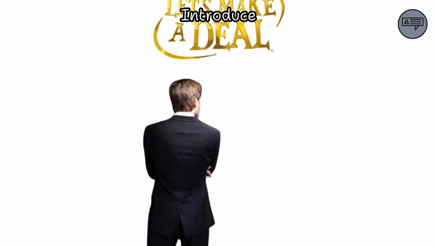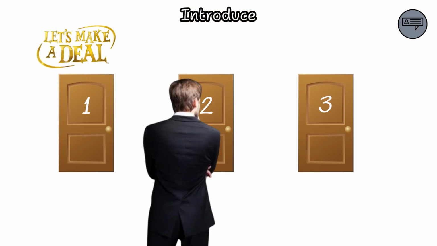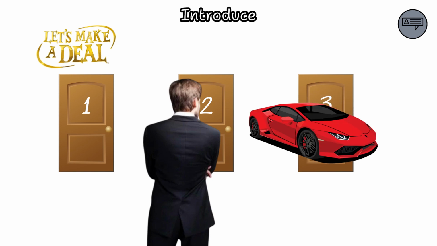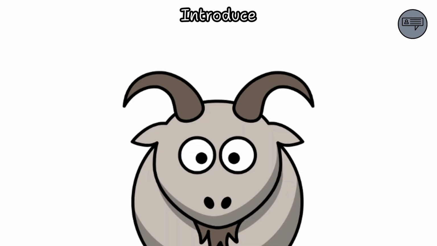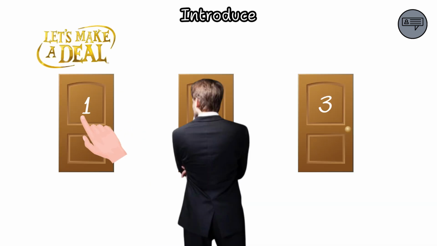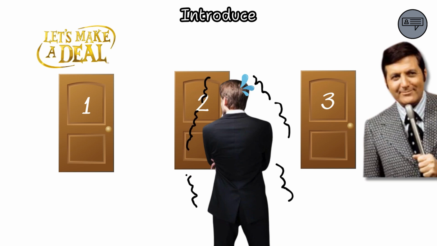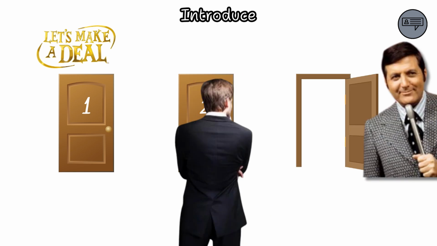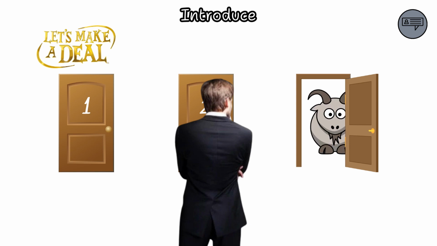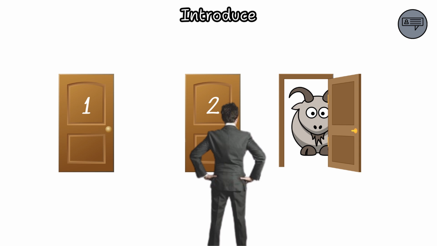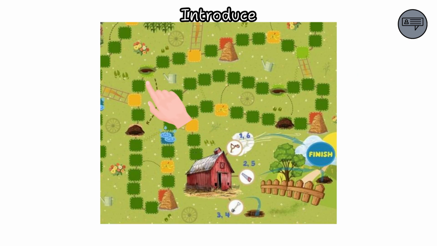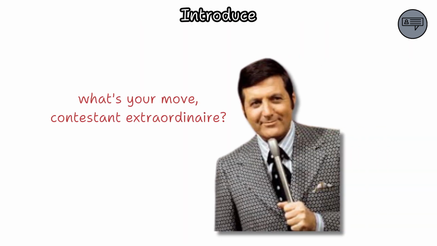Picture this. You're on the show, facing three doors. Behind one, a shiny new car awaits, while behind the others lurk goats. Yep, goats. You pick door one, hopeful and trembling with anticipation. Then, in classic Monty style, he swings open door three, revealing yet another bleating goat. Now, here comes the twist. Do you stick with your gut or take a wild swing and switch to the unopened door? It's like a math problem meets a guessing game meets a farmyard fiasco. So what's your move, contestant extraordinaire?